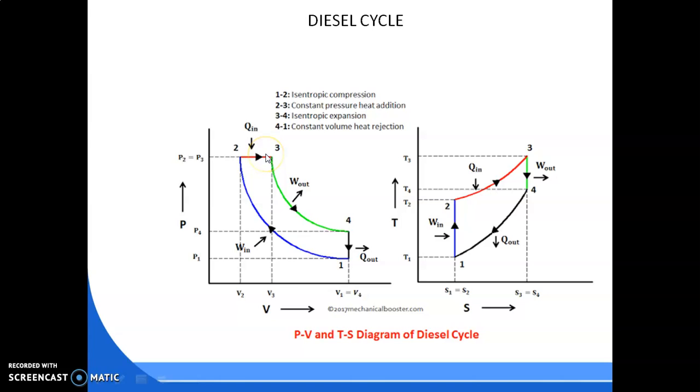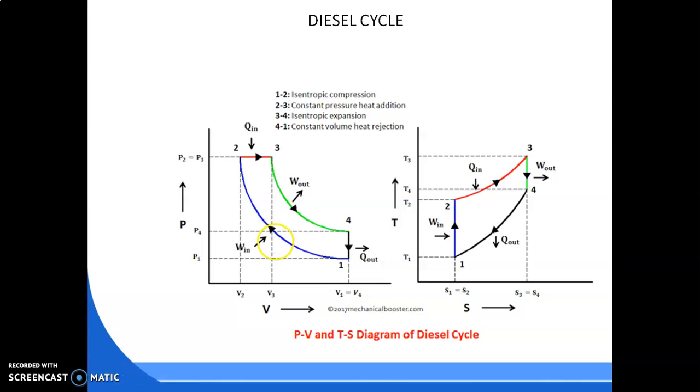Then after fuel injection, the air and fuel will be auto-ignited and produce hot gases. The hot gases push the piston downward, that means expansion, T3 to T4. 3 to 4 is your isentropic expansion. After expansion, when the exhaust valve opens, the exhaust gas comes out of the cylinder. That means some heat will be rejected to the atmosphere. So 4 to 1 is your heat rejection.